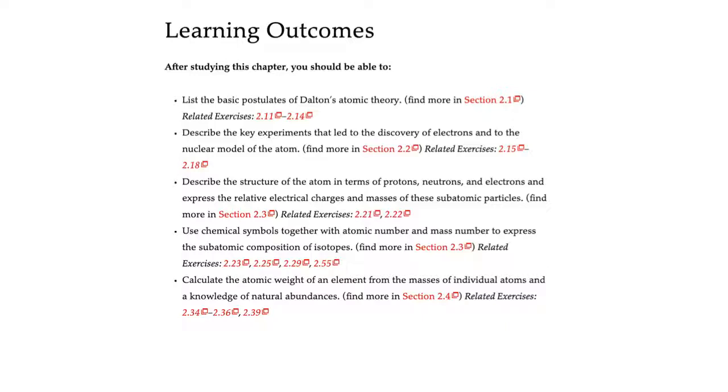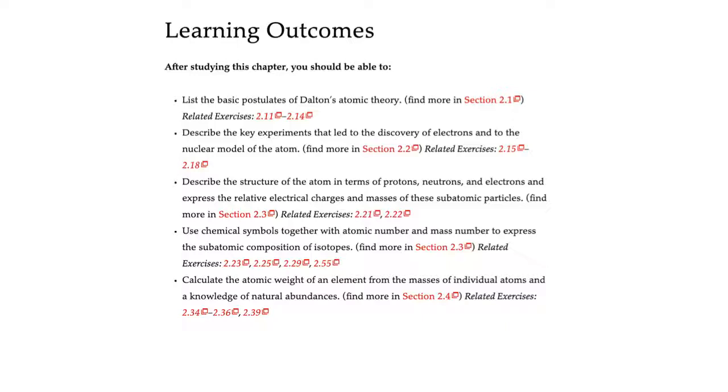So these will be things like the cathode ray tube experiment. The cathode ray tube experiment is going to be the key one that helped us discover the subatomic particle that we call the electron. We will then talk about the Millikan oil drop experiment that helped us determine the charge on one electron and also the mass of an electron.